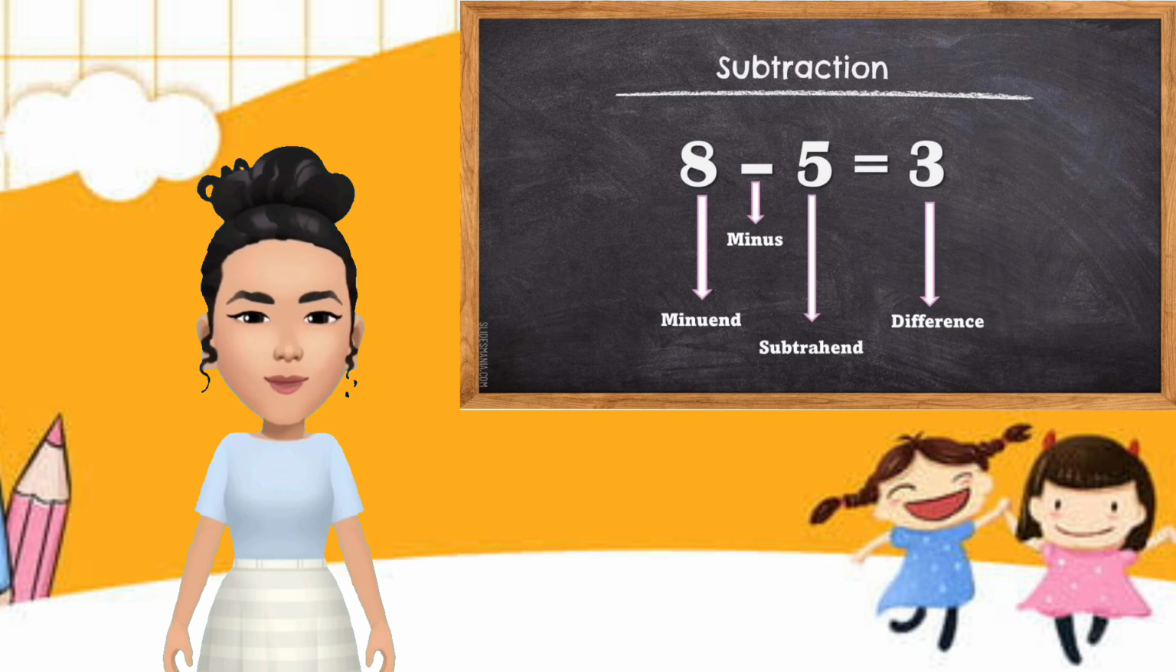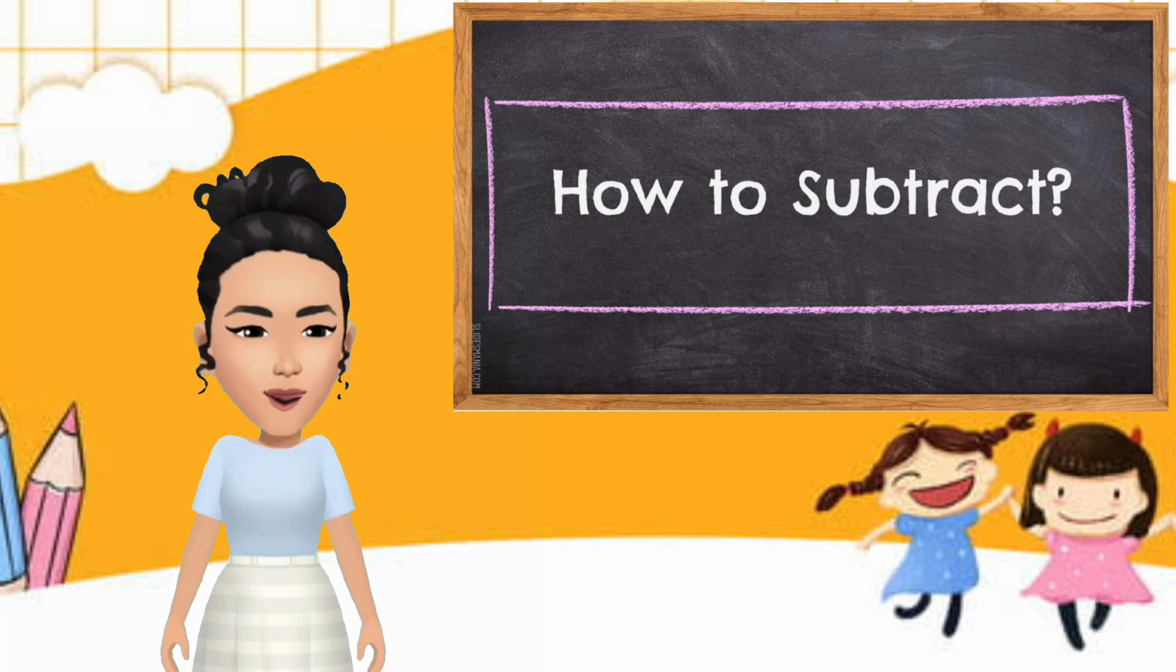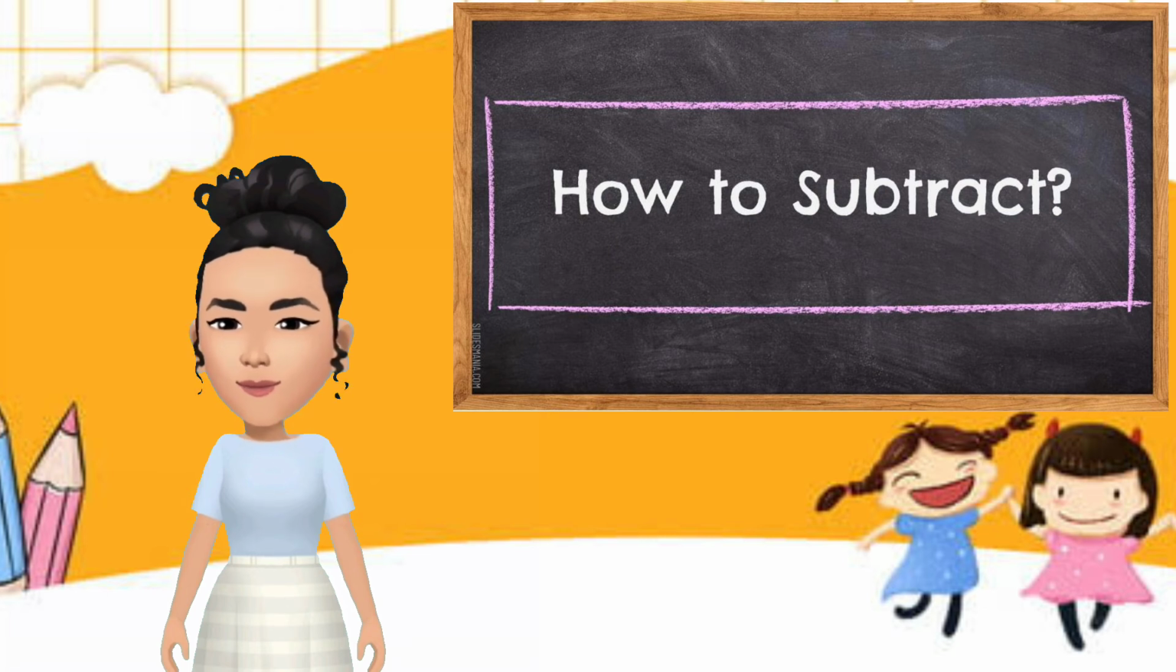And then, as you can see, there is a dash-like sign that is called minus. That is the sign for subtraction and we call it minus. Alright, we now know what is subtraction. But for us to understand it more, let's take more examples. Are you ready? Of course I am ready too.